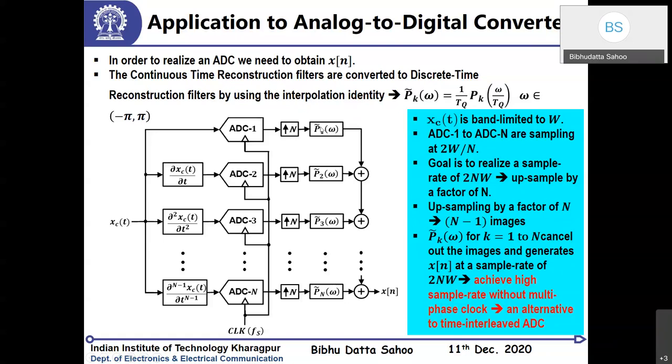Of course, you need digital filters. We can use efficient digital filtering algorithms like the noble identity in multi-rate signal processing to realize these filters. And also we can do polyphase decomposition of these filters in the signal processing domain and realize efficient filters, so that these are all digital. So we don't need to burn that much power over here.